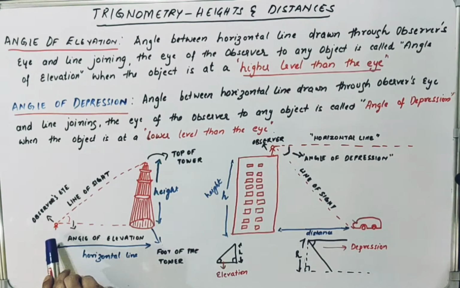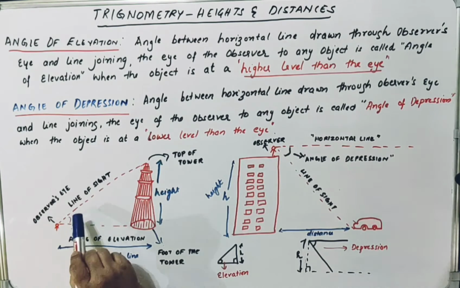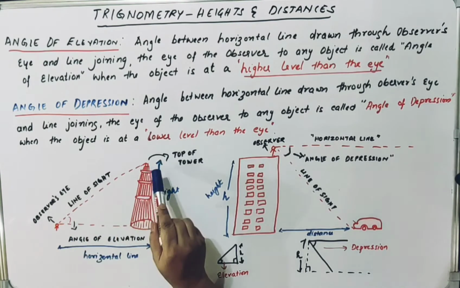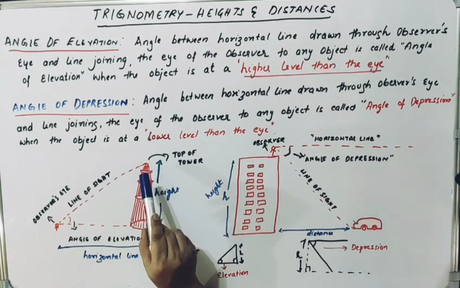There are a few key terms that we have to understand in this particular concept. First thing is the point of observation. The point of observation is the point at which the person or the observer is trying to look at the object. So here is the observer. This is the object, which is the tower. So he is trying to look at the object.